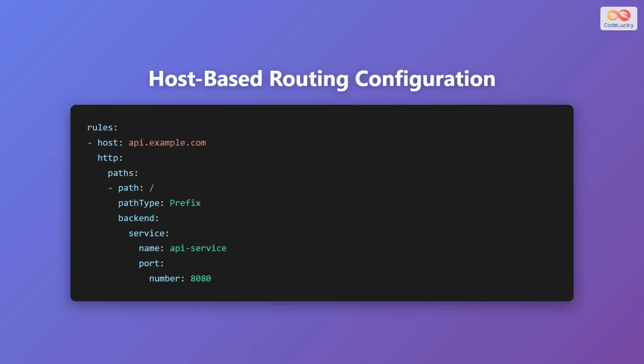Here's how you configure host-based routing in Kubernetes. Under the Rules section, you specify the host field with the domain name you want to match, such as api.example.com. Then, under the HTTP section, you define the paths. In this example, the path is set to /, which matches all requests to that host. The path type is set to Prefix, meaning it matches any path starting with the specified value. Finally, the backend section specifies the service name and port number where the traffic should be sent. In this case, all traffic to api.example.com is routed to API-service on port 8080.